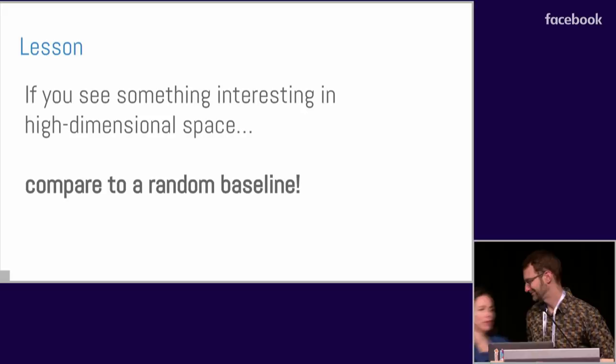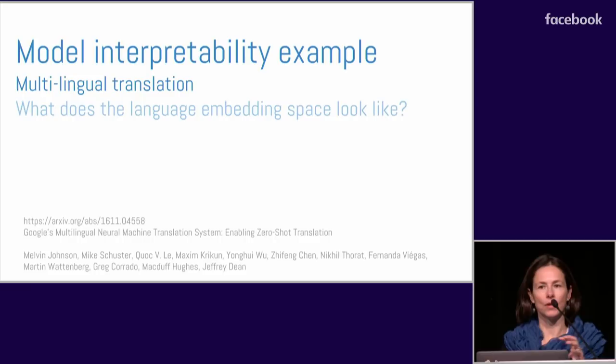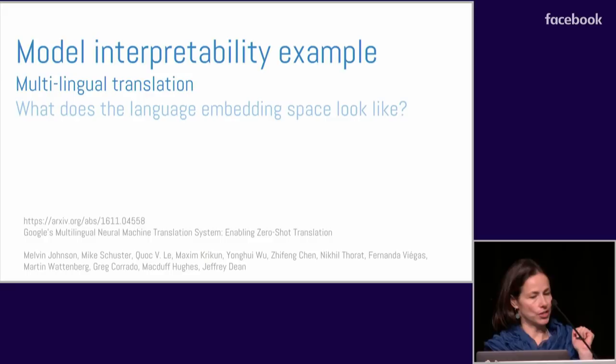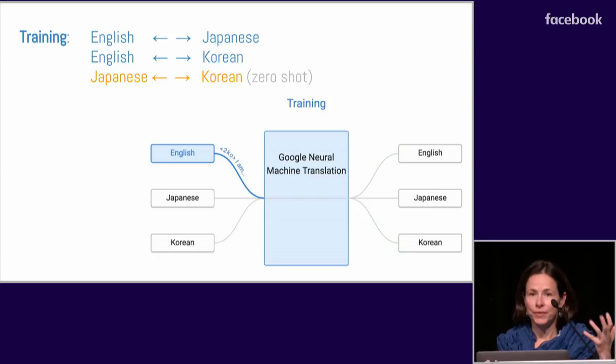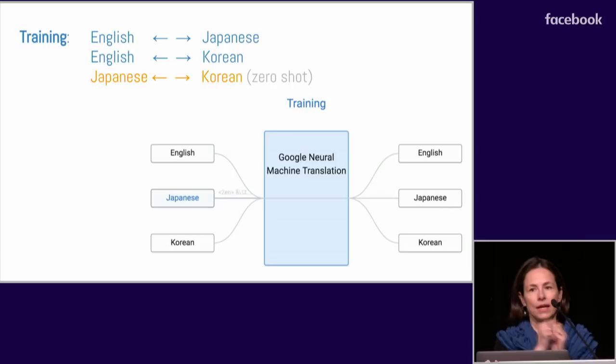All right, so bringing high-dimensional space and visualization together again, let's take a look at a quick demo. So we were curious about working with a true research model at Google, and we ended up working with some of the folks who were doing multilingual translation. Some of you may be familiar with this: it was the first time Google came up with a translation system that could take as input multiple languages and output translations into multiple languages without having seen training data on all the pairs of languages it was translating.